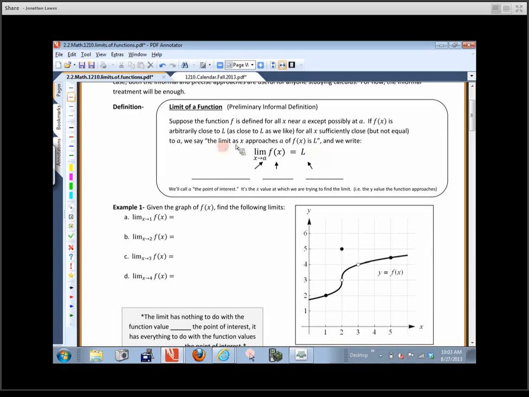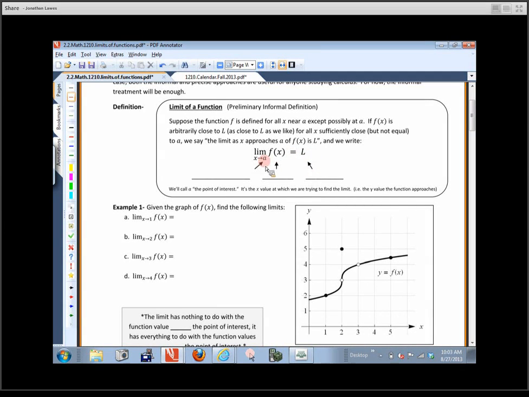So the limit as x approaches a, so as the x values get really close to this a value, okay, then f of x gets closer and closer to this limit of L. And we write it like this, and this is how it's said. So this is said the limit as x approaches a of f of x is equal to L.